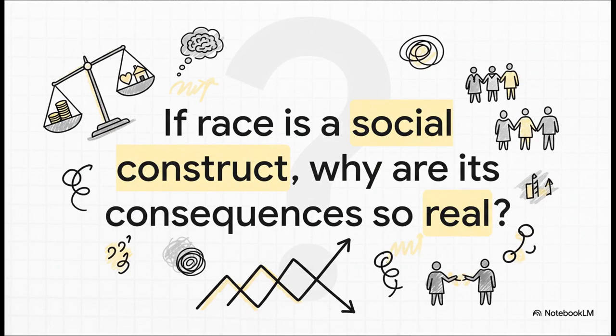And all of this brings us back to the central paradoxical question of this whole topic. It's what we've been exploring this whole time. If race is something society just made up, if it's not a biological fact, then how and why are its consequences, from the wealth gap to health outcomes to our daily interactions, so profoundly and powerfully real? It's really something to think about.